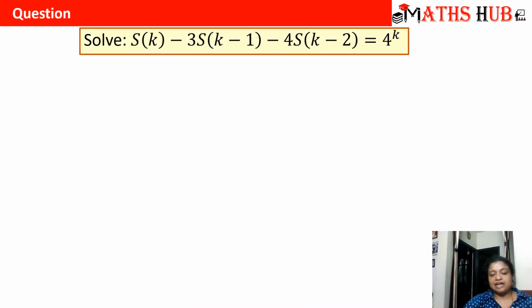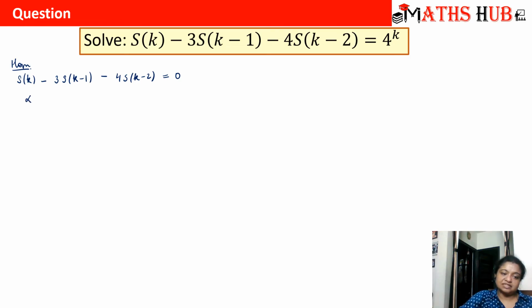So we need to solve sk minus 3 sk minus 1 minus 4 sk minus 2 is equal to 4 raised to power k. So let us see how to solve this equation. So let us first try to find the homogeneous solution. So what is the homogeneous solution? We will convert this equation into homogeneous type. So sk minus 3 sk minus 1 minus 4 sk minus 2 is equal to 0. So sk will be replaced by alpha k: alpha k minus 3 alpha k minus 1 minus 4 alpha k minus 2 is equal to 0.